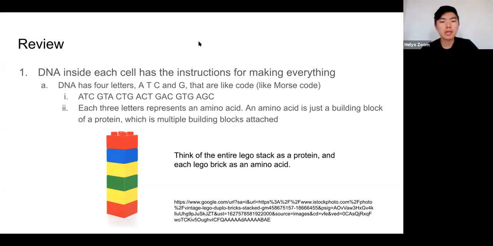Basically, when you put them together in various combinations, they code for different amino acids, which are the building blocks of proteins. Each 3 letters in a row encodes an amino acid. So later in the process of gene expression, if the ribosome, which I'll also explain, sees an ATC, it's going to add the corresponding amino acid to the end of the protein. You can think of an amino acid as a building block of a protein, and a protein is just multiple building blocks attached. So you could look at this Lego picture and think of each individual brick as an amino acid, and the whole thing comes together to form a protein.